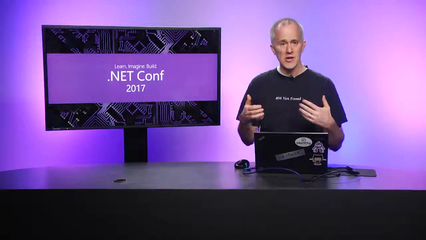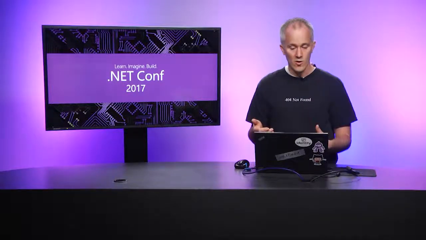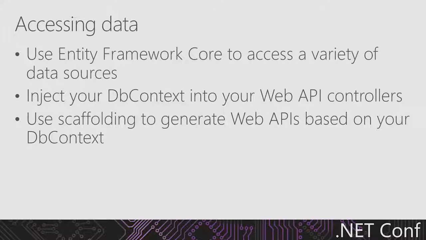Well, in ASP.NET Core, you can use Entity Framework Core to access a variety of data sources, both relational and non-relational data stores, SQL or whatever. And we can use Entity Framework Core as our backing data store. You create a DB context to interact with whatever data provider you're using. Could be SQL Server, could be an in-memory store, could be whatever. And then through dependency injection, you can make that DB context available to your APIs.